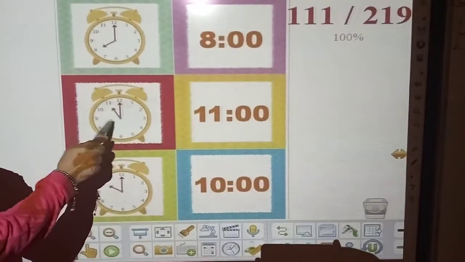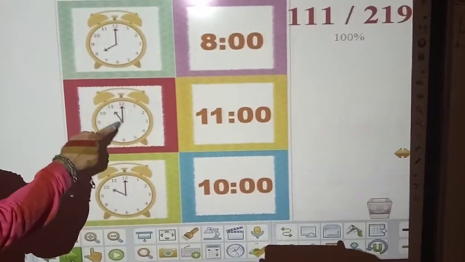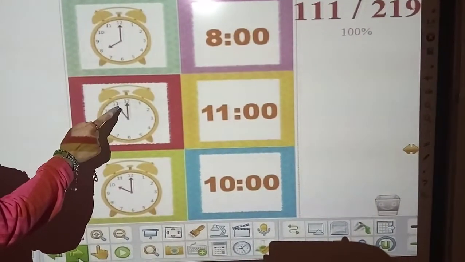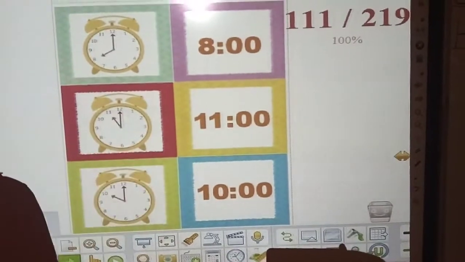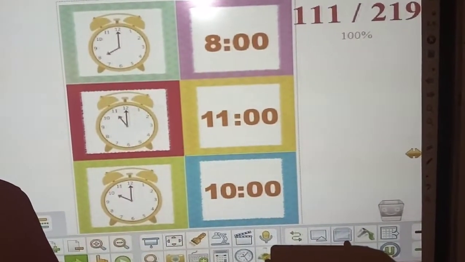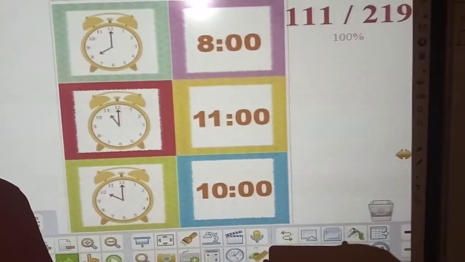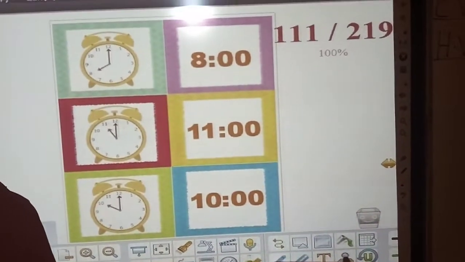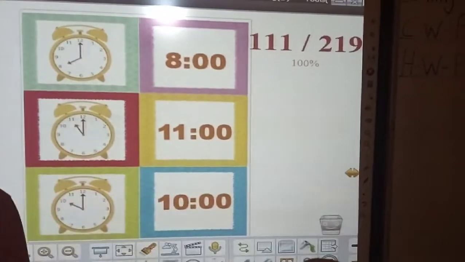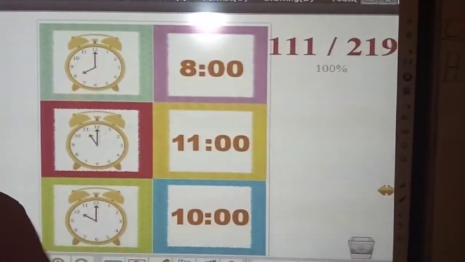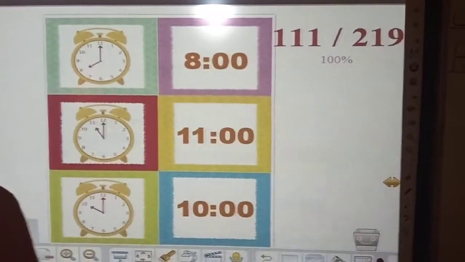Number 2. Step number 1. Start with the short hand. It points to 11. Step number 2. Look at the long hand. It points to 12. Super. It means 11 o'clock. And I will write it 11, 0, 0.